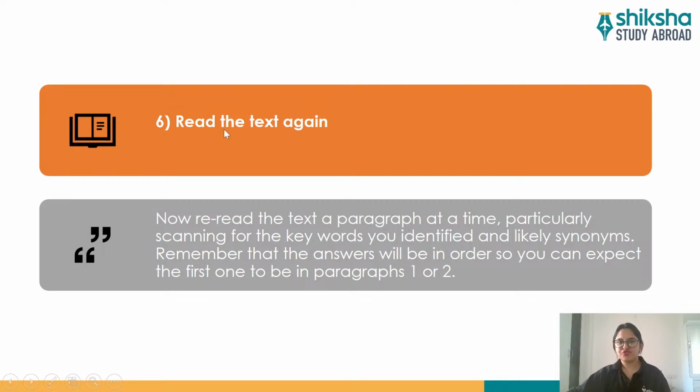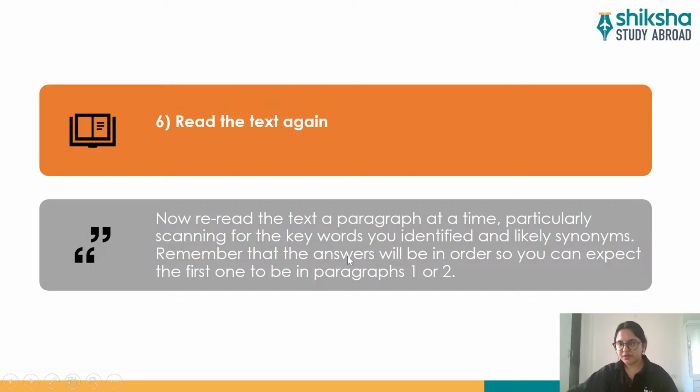Next is read the text again. Now reread the text a paragraph at a time, particularly scanning for the keywords you identified and likely the synonyms. What are synonyms? Synonyms are basically words which are similar in meaning but different in spelling. So basically you're paraphrasing, you're using similar meaning words.